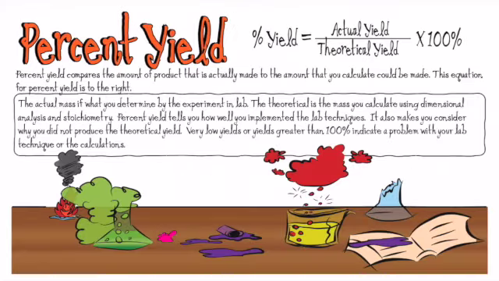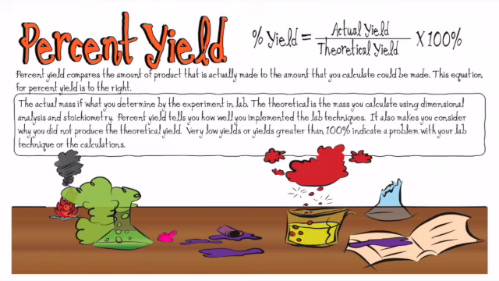And percent yield. Percent yield compares the amount of product that is actually made to the amount that you calculate could be made. The equation for percent yield is actual yield divided by theoretical yield times 100. The actual mass is what you determine in the experiment, so what you did in the lab. The theoretical is the mass that you calculated using stoichiometry.